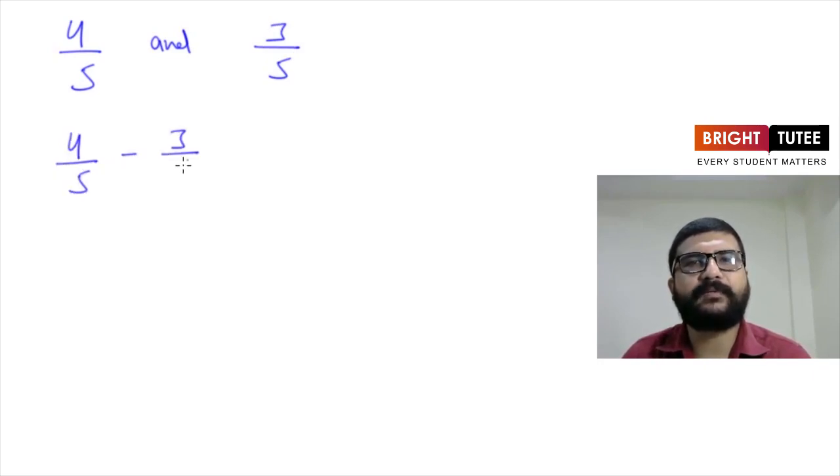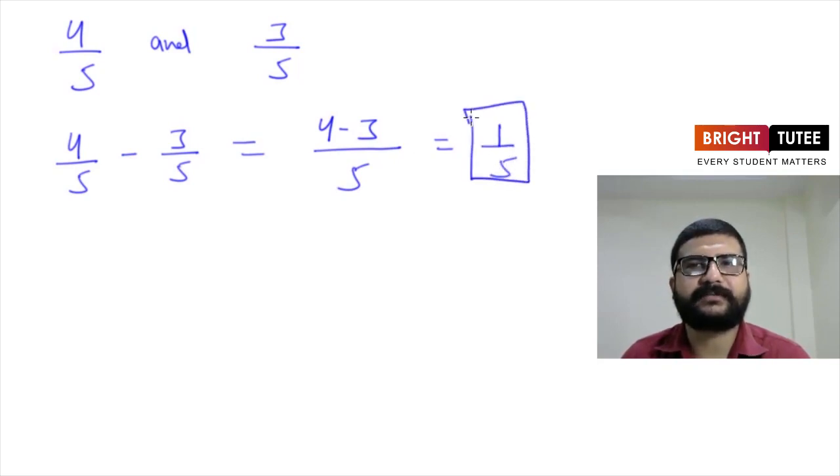Suppose we have to find the difference of 4 upon 5 and 3 upon 5. So what we have to find basically is 4 upon 5 minus 3 upon 5. Denominators are same, so we will simply subtract their numerators, that is 4 minus 3 upon 5. We will keep the denominator same as we did for addition. So here we will get 1 upon 5, which is the answer for this question.